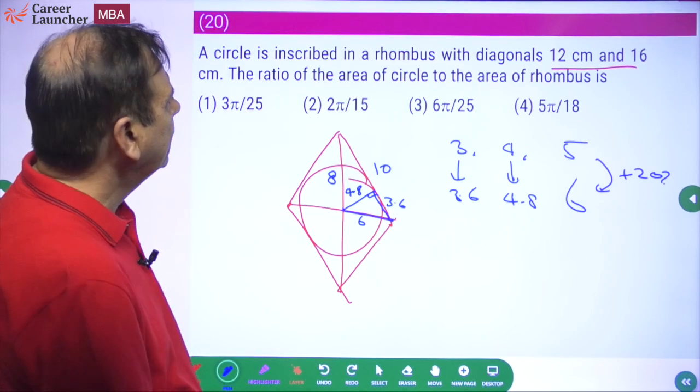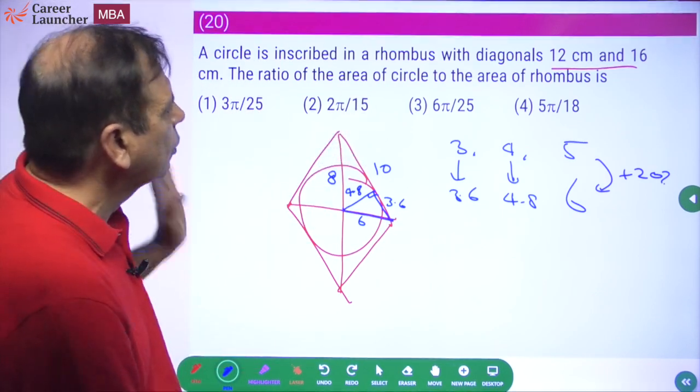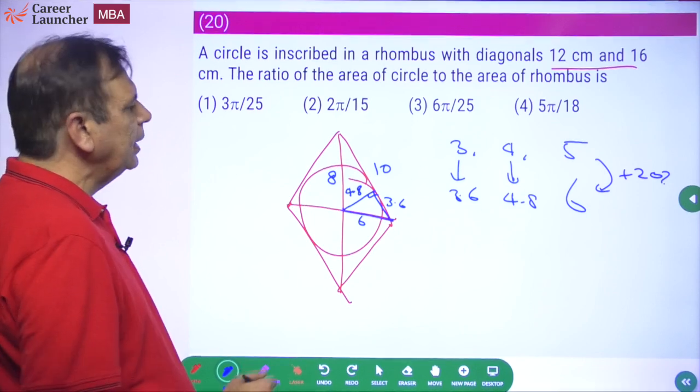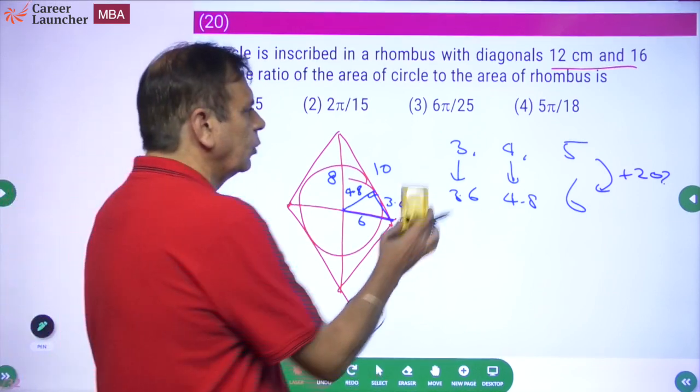Okay. Now what do we need to find? Find the ratio of the area of the circle to the rhombus. What is the area of the circle and what is the area of the rhombus? Okay.